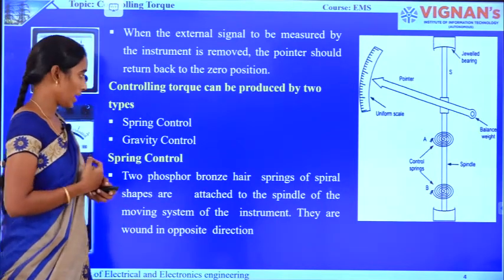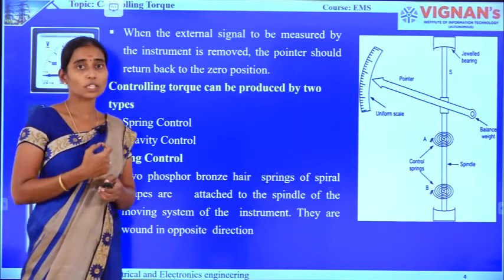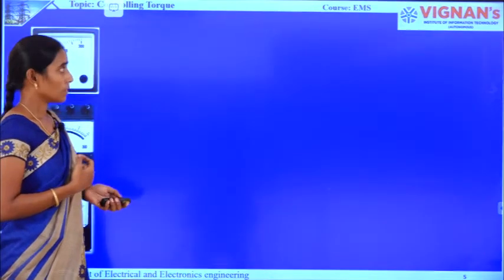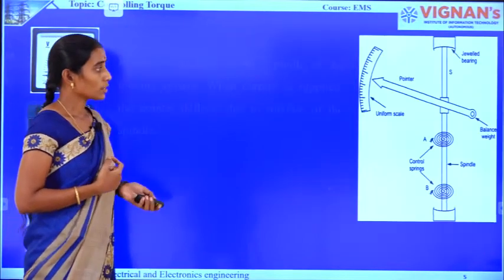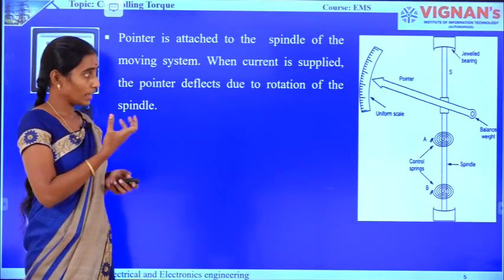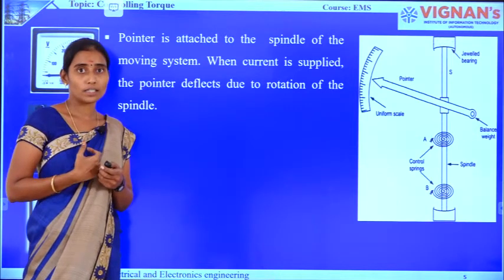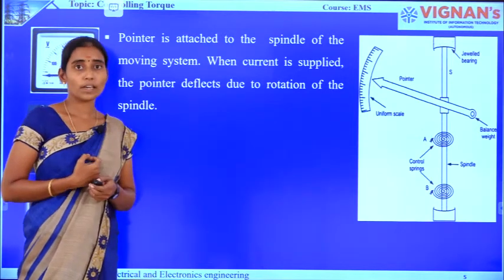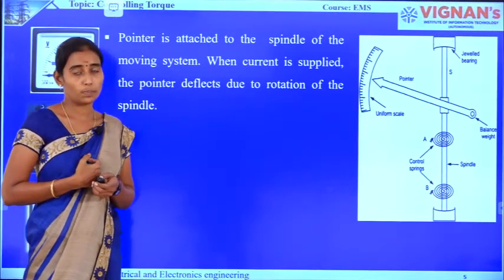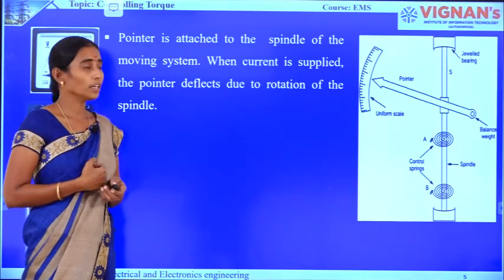So phosphor bronze springs of spiral shape are attached to the spindle of the pointer. The two springs are wound in opposite directions. If one of the springs gets wound or tightened, the other gets unwound. The reason for using two springs is to reduce the effect of temperature on the length of the spring. So we are using two springs for the production of your controlling torque.